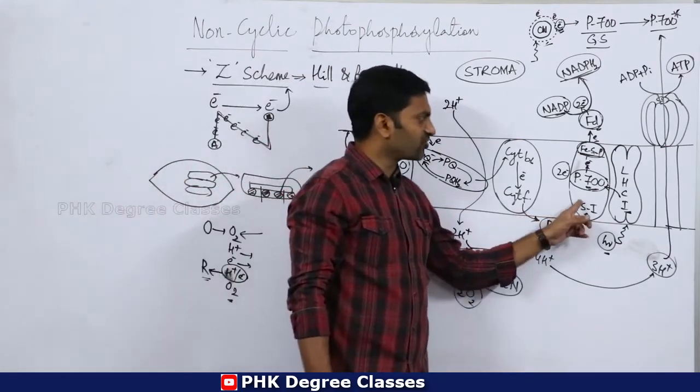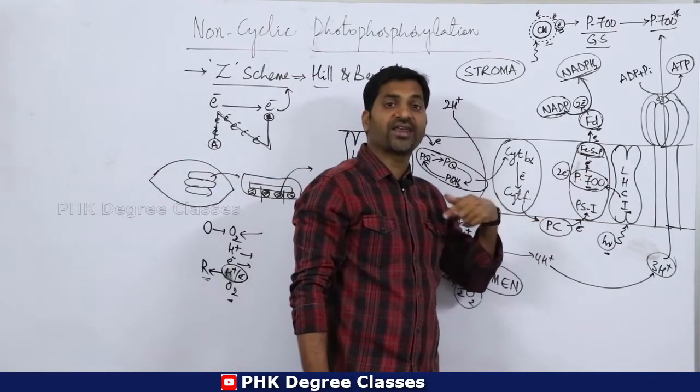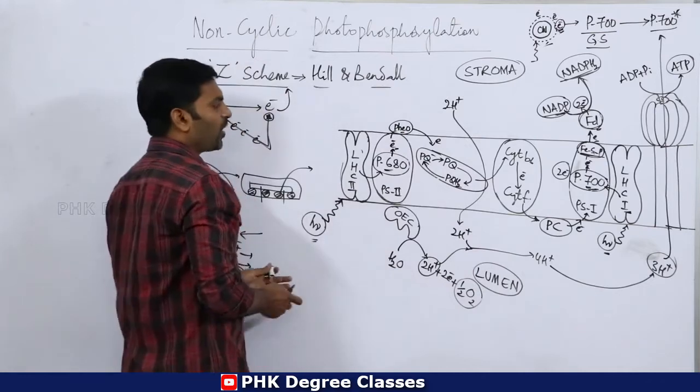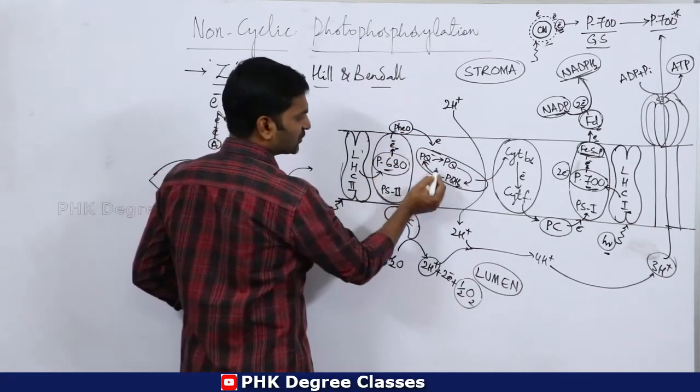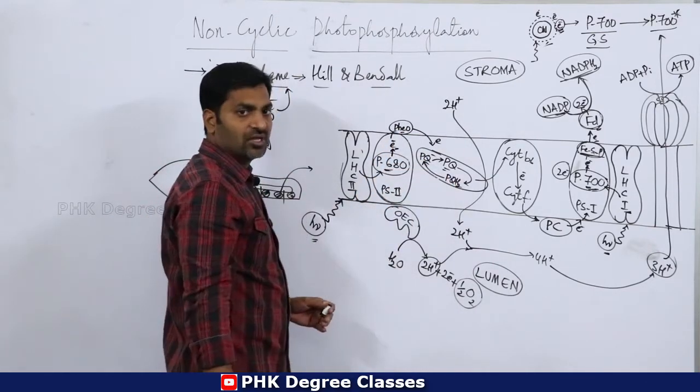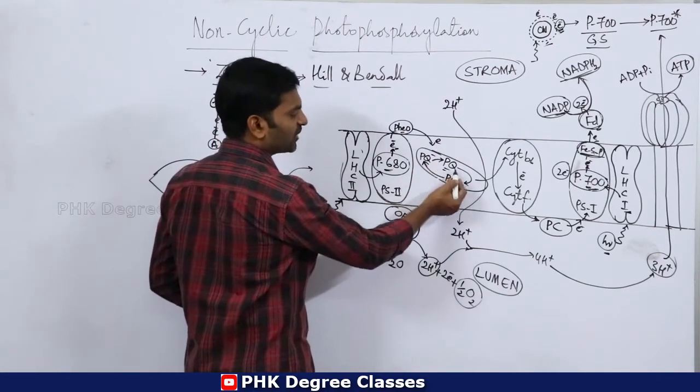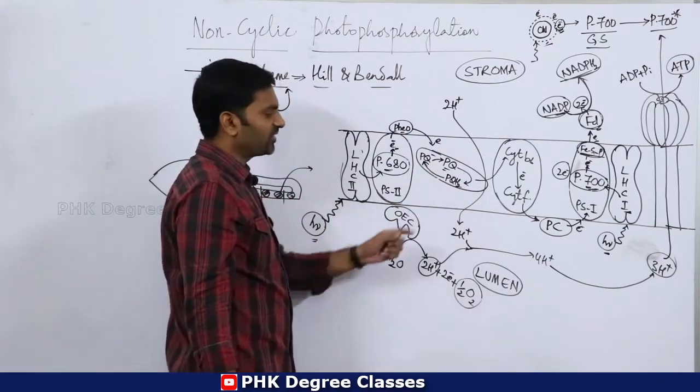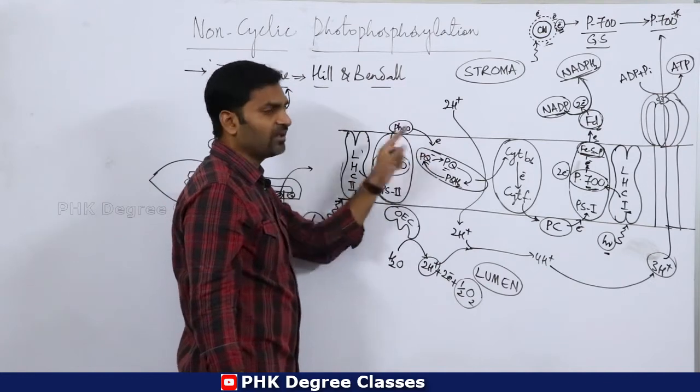The first electron receiver of PS1 is iron sulfur protein. Now this electron is donated to plastoquinone. So plastoquinone, after receiving the electron, becomes plastoquinol, then semi-plastoquinone, then plastoquinone.